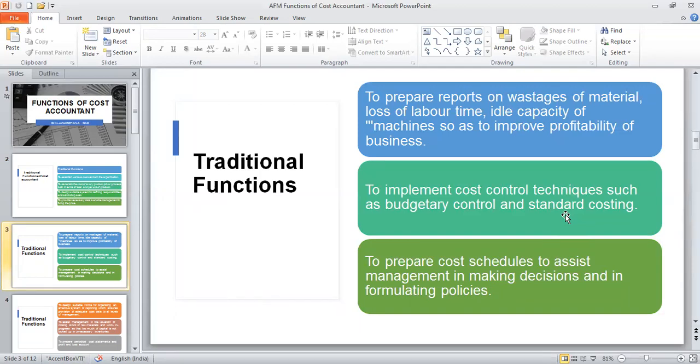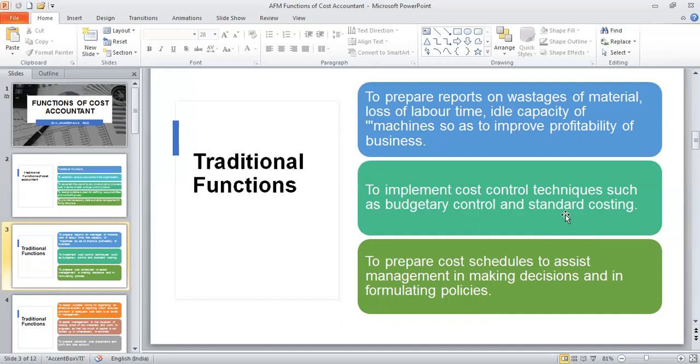It is also a responsibility of the cost accountant. And in order to run the production function smoothly, and to assist the management in decision making and in formulating policies, the cost accountant has to prepare schedules. Whenever they are processing different kinds of products at different work centers or workstations, what kind of material they require and which product they have to process, right?